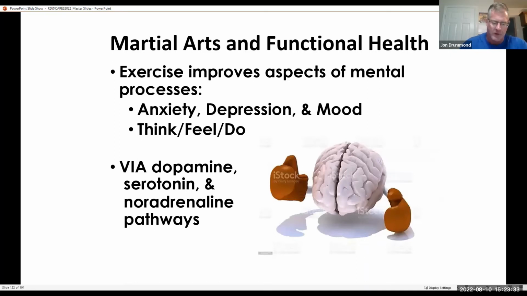Beyond martial arts alone, there is a mountain of evidence that physical activity improves a number of mental aspects, including anxiety, depression, mood elevation, and expressions or stabilization of cognition, affect, and behavior. Most of this appears to work via stimulation of central dopaminergic, serotonergic, and noradrenergic pathways.